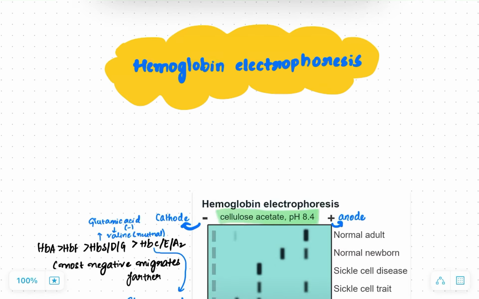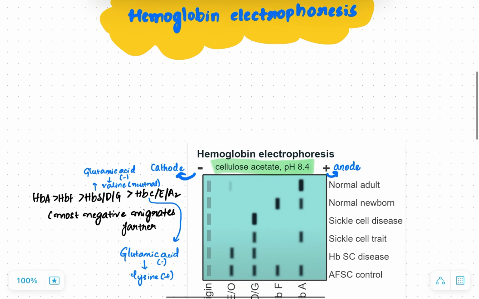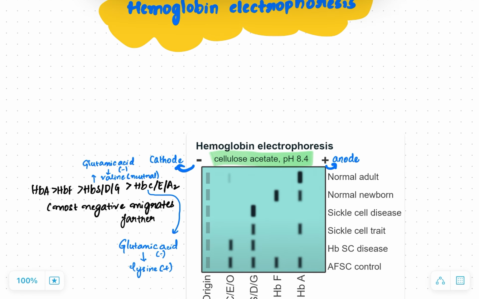Hello everyone, in this video we are going to discuss hemoglobin electrophoresis. When we perform hemoglobin electrophoresis on a cellulose acetate plate with a pH of 8.4, there are two poles, the cathode and the anode. Whenever something is negatively charged, it will move towards the positively charged anode. So whichever hemoglobin has the most negative charge will migrate the farthest. This is the dictum of this electrophoresis.